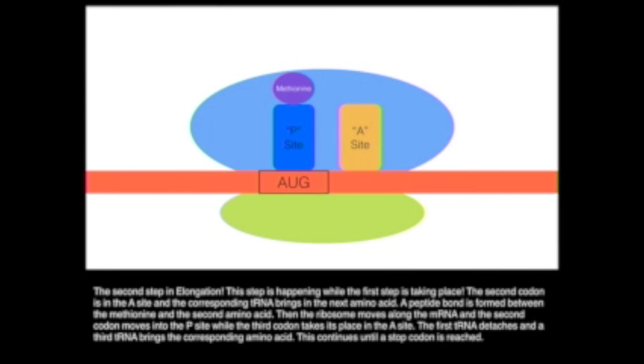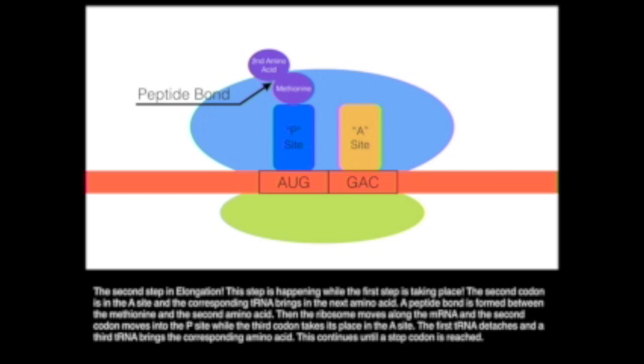The second step is elongation. This step is happening while the first step is taking place. The second codon is in the A site and the corresponding tRNA brings the next amino acid. A peptide bond is formed between the methionine and the second amino acid.